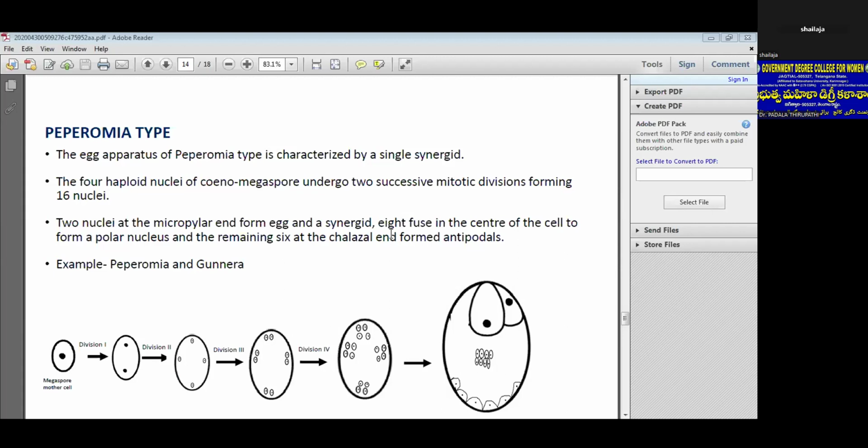The 4 haploid nuclei of coenomegaspore undergo 2 successive mitotic divisions, forming the 16 nuclei. Okay. So the 2 nuclei at the micropylar end form the egg and a synergid. Two others fuse in the center of the cell to form a polar nucleus, and the remaining 6 at the chalazal end form antipodals. Examples: peperomia and gunnera. Okay, peperomia and gunnera.